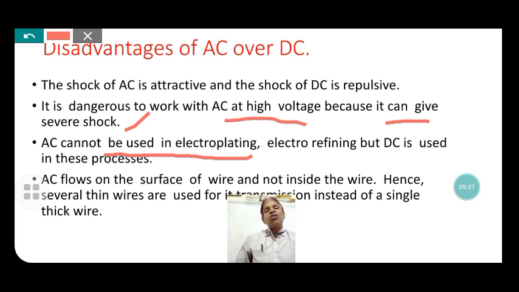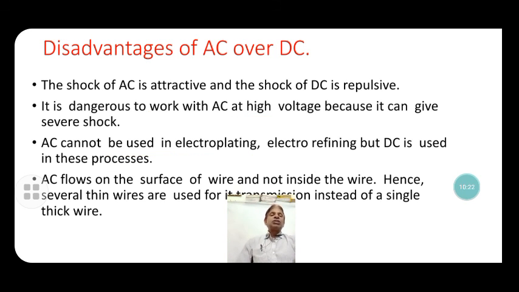AC flows on the surface of the wire. AC current is considered to flow on the surface of the wire, not inside the wire. Hence, several thin wires are used for transmission instead of a single thick wire. Those are the basic differences, definitions, and advantages and disadvantages of AC and DC current.